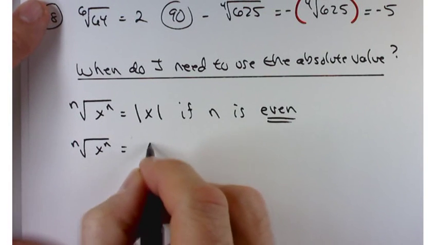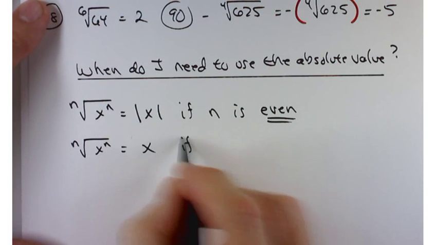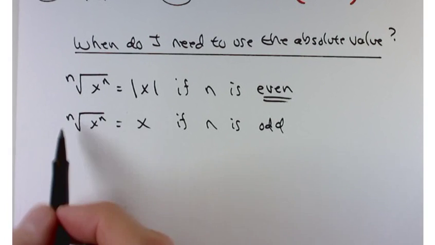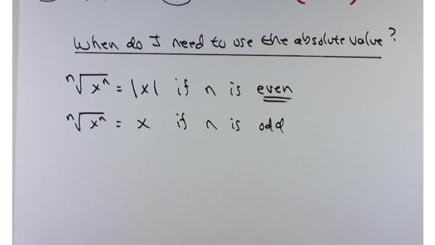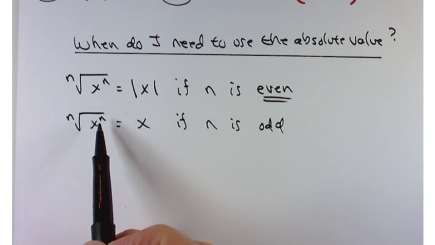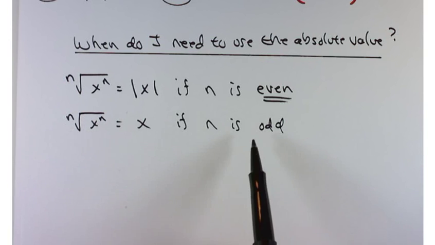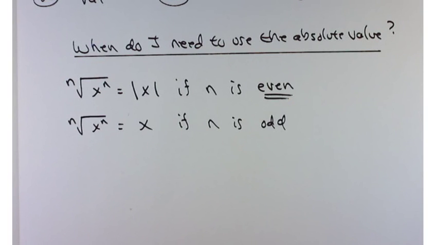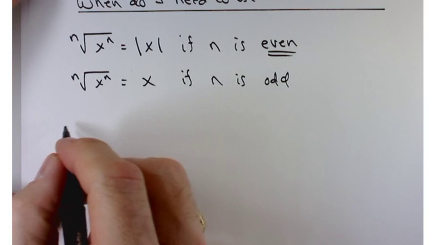What about this case? If n is odd, then you don't need to use the absolute value. But again, these two exponents have to match. The power of the radical, which is the number outside, equals this exponent, which is on the inside. If they match, and this is an odd number, 7, 9, 11, 17, 29, etc. If it's an odd number, then you don't need the absolute value. If it's an even number, you do need the absolute value. So, with that in mind, let's look at two examples.